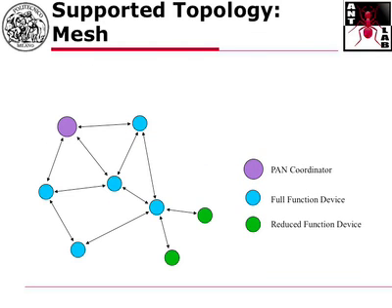Then the second topology is the meshed one, where basically everybody can communicate with everybody else, with the constraint, though, that two reduced function devices cannot communicate with one another. So for example, in this case you have two reduced function devices. They cannot communicate by contract, so they cannot run direct communication. They always need to go through a full function device. However, you can have a mesh among full function devices. So two full function devices can get in touch without going through the PAN coordinator to transmit information.